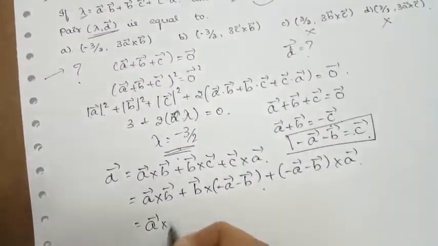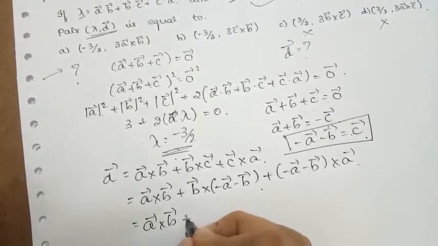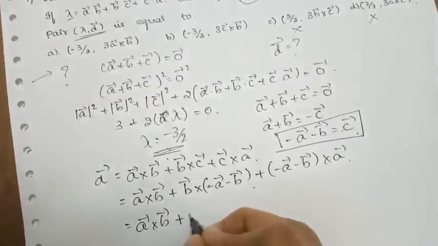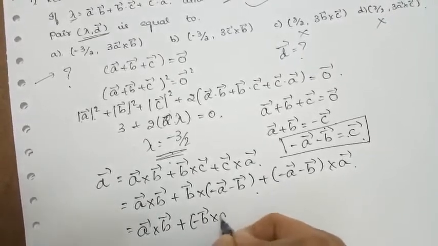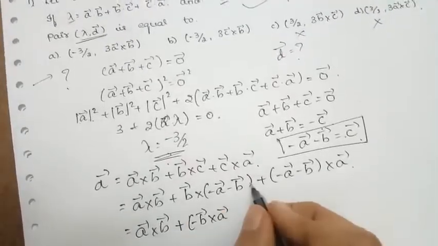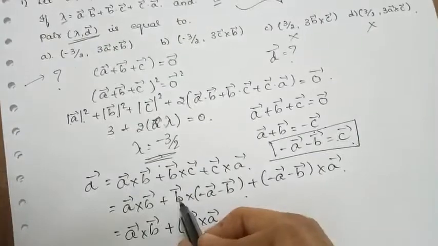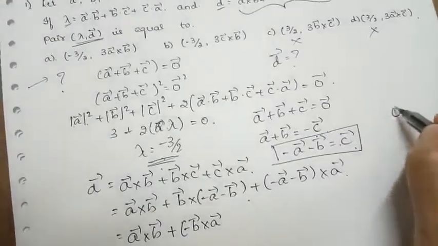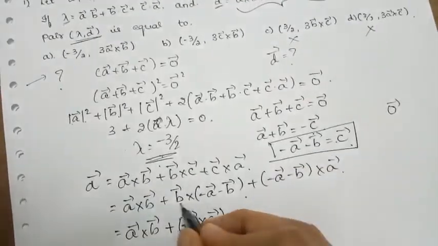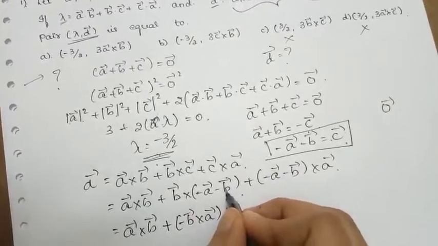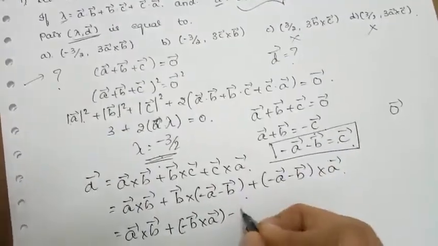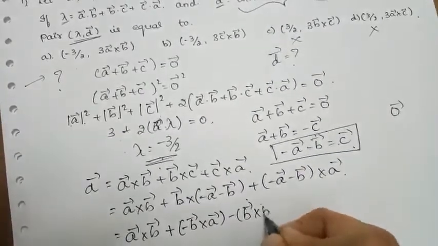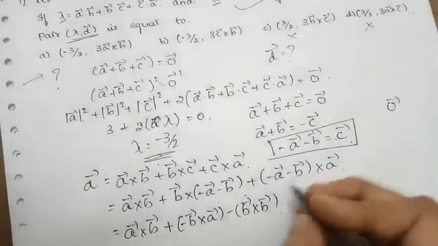Now I am solving that: vector A cross vector B plus, that is nothing but, minus vector B cross vector A. Then B cross B, we know that B cross B is equal to the zero vector. So I am not writing it. Vector B cross minus, if I take the minus outside, means vector B cross B. Suppose if I write it like this, vector B cross vector B, which is equal to 0.